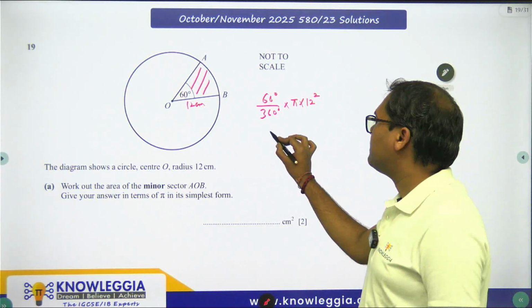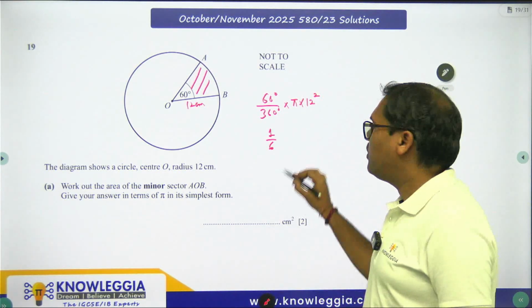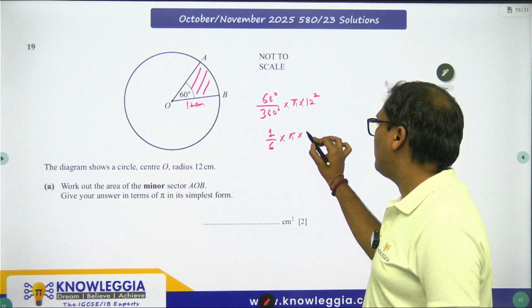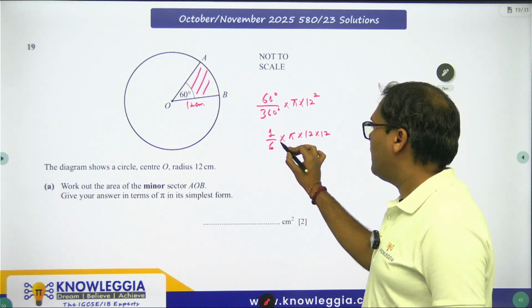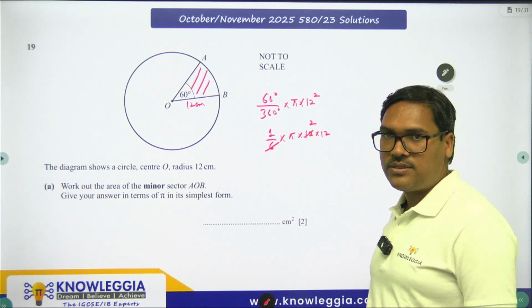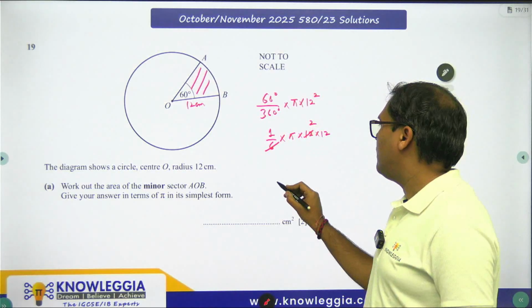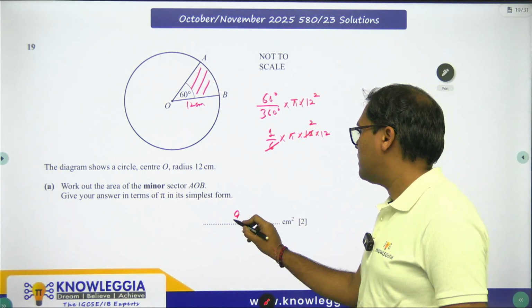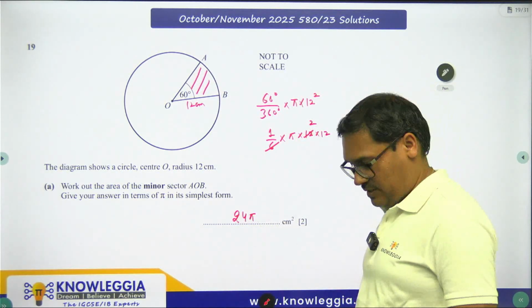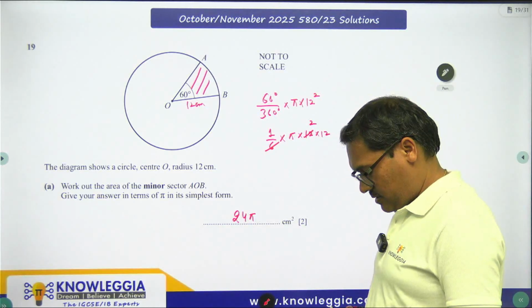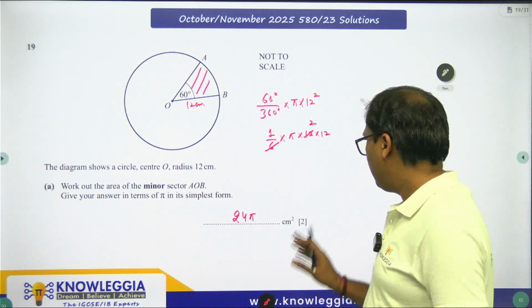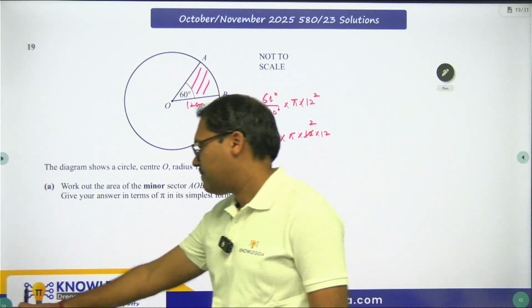So this is 1 by 6 into pi into 12 into 12. So you can see I can cancel the common factor of 6 with 12, giving 2. So what is 12 into 2? That is 24. So what is the answer? 24 pi centimeter square. So let's check the answer. This is 24 pi centimeter square is the answer for this question.